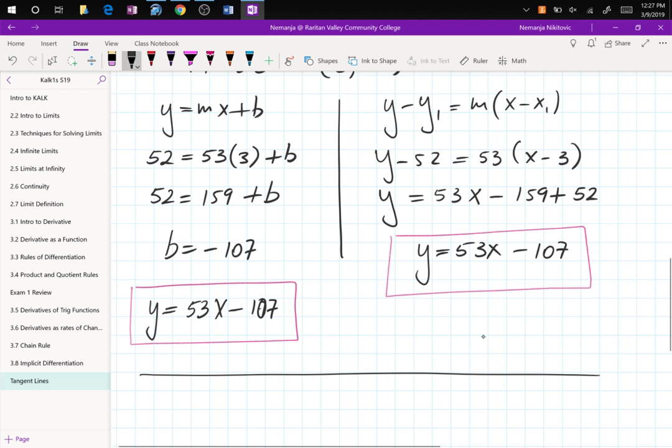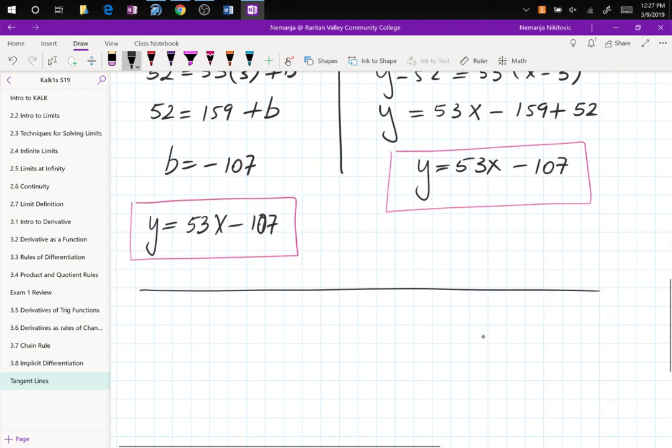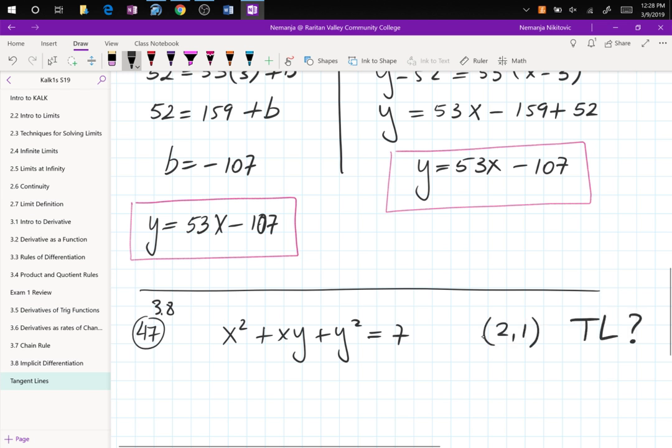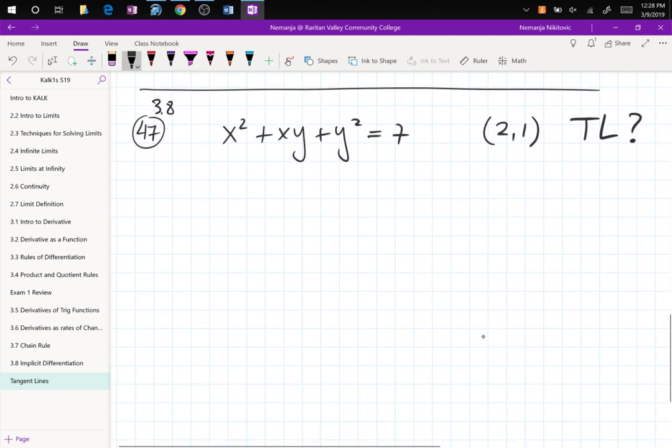So they want to find the tangent line in problem 47. This is 3.8. In 47, they want to find the tangent line for x squared plus xy plus y squared is equal to 7 at the point 2, 1. What's the tangent line? So that's the problem.